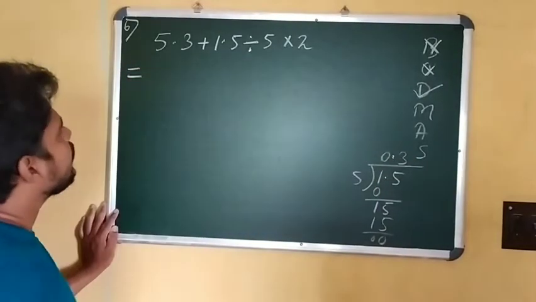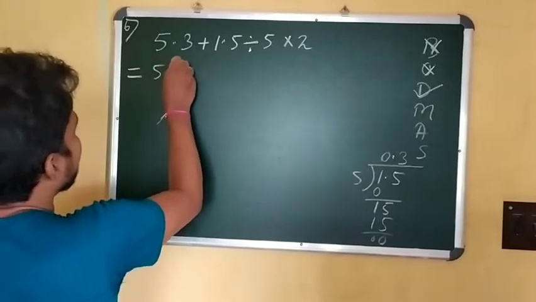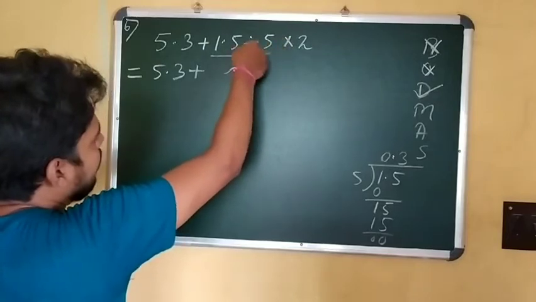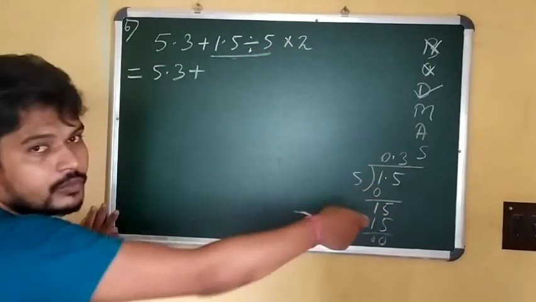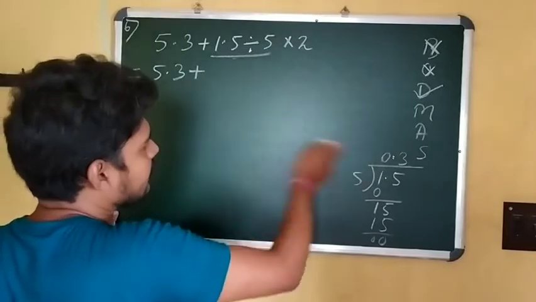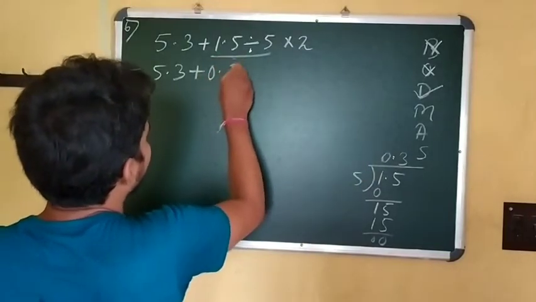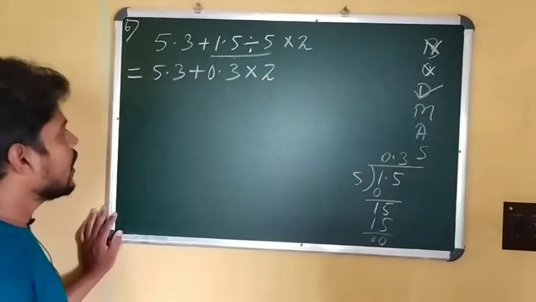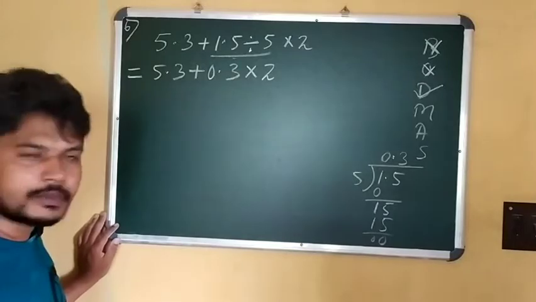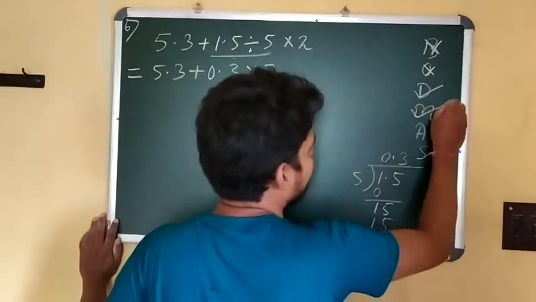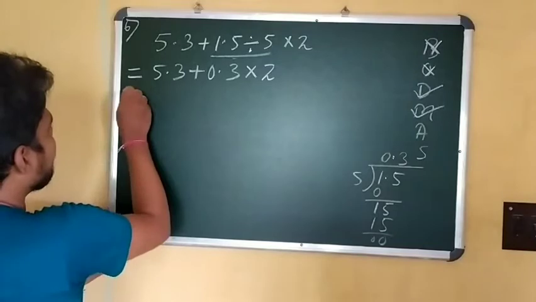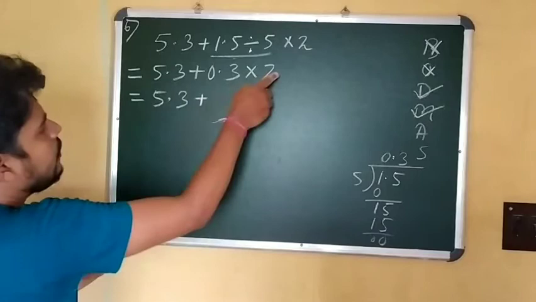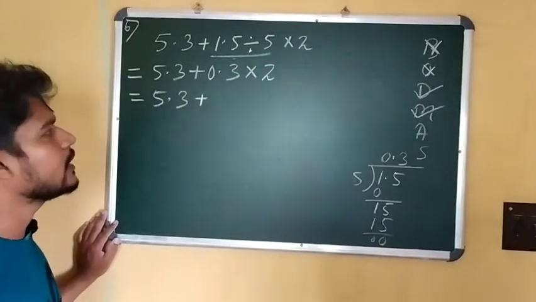Then you give the equal sign here, write down 5.3 as it is written, write down the plus sign, and you directly write down the value which you get after the division, that is 0.3 here. Then you give the multiplication sign by 2. Now what to do? Plus and multiplication signs are present. According to the BODMAS rule, we have to follow the multiplication first. So, 5.3 plus, then you have to multiply this 0.3 multiplied by 2.